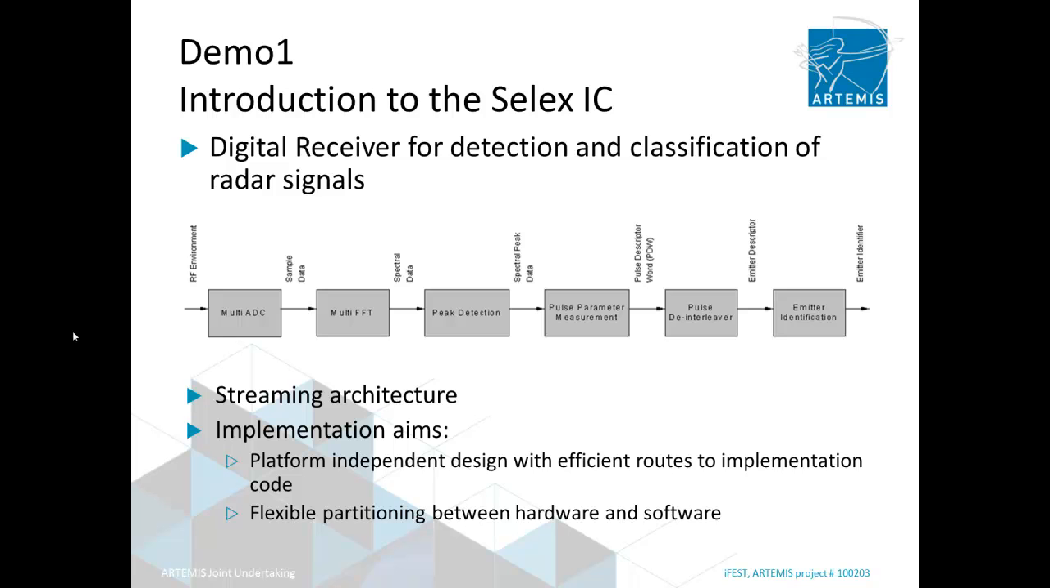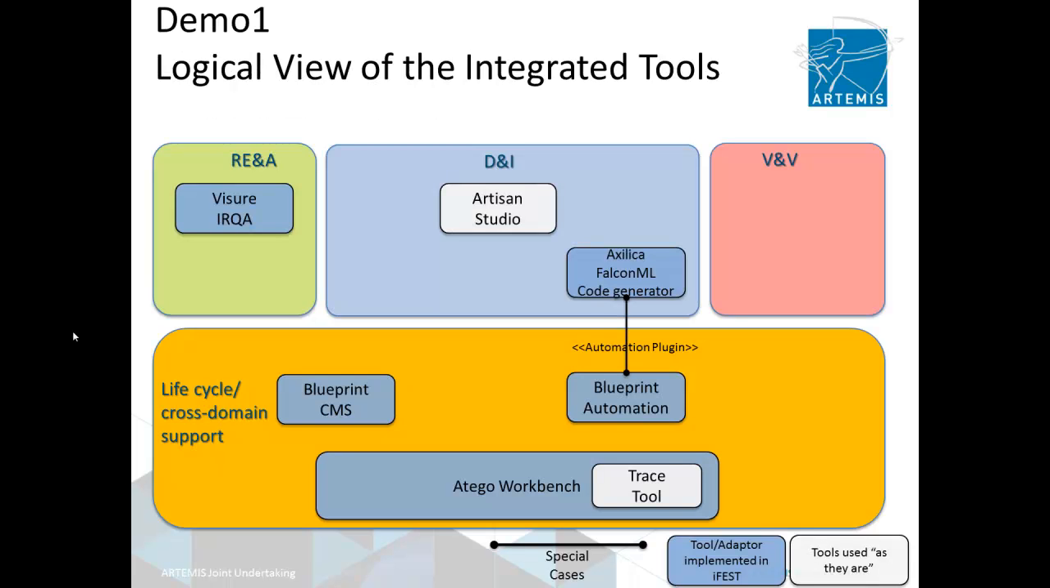The SELEX Galileo industrial case uses a digital receiver for the detection and classification of radar signals. It has a streaming architecture with the individual subsystems indicated in the diagram. The two principal implementation aims are: 1. To provide a platform-independent design with efficient routes to implementation code, and 2. To provide flexible partitioning between hardware and software.